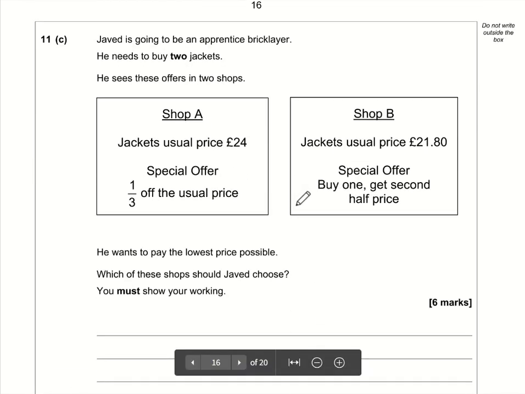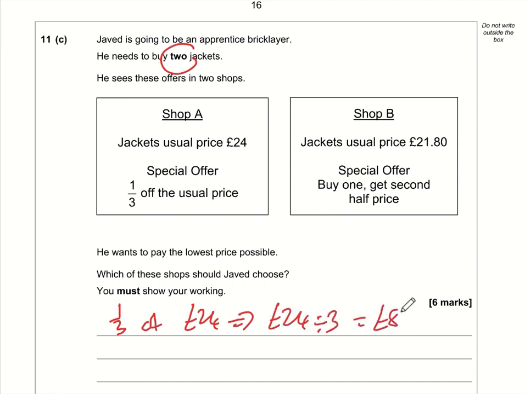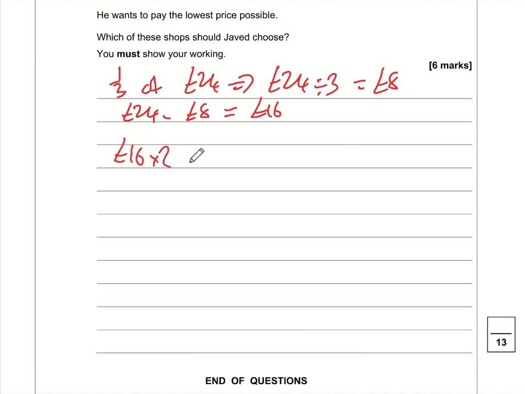On to the final question, I believe, in the paper. So Jared is buying 2 jackets. So if it's 1/3 off, what is 1/3 of £24? Well, that is £24 divided by 3, which is £8. So it's £8 off. £24 take away £8 is £16. So the jacket is going to cost £16, and £16 multiplied by 2 is £32. So this was shop A.